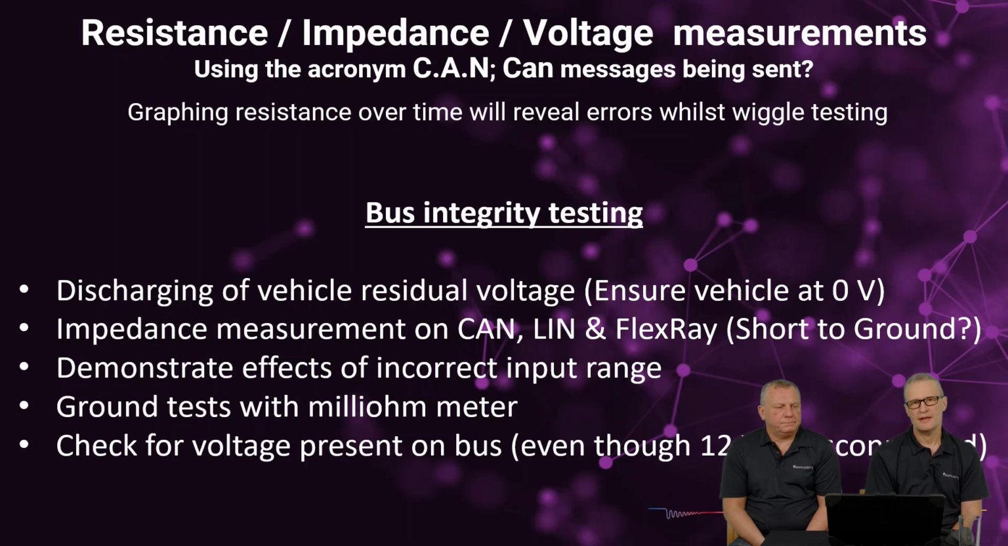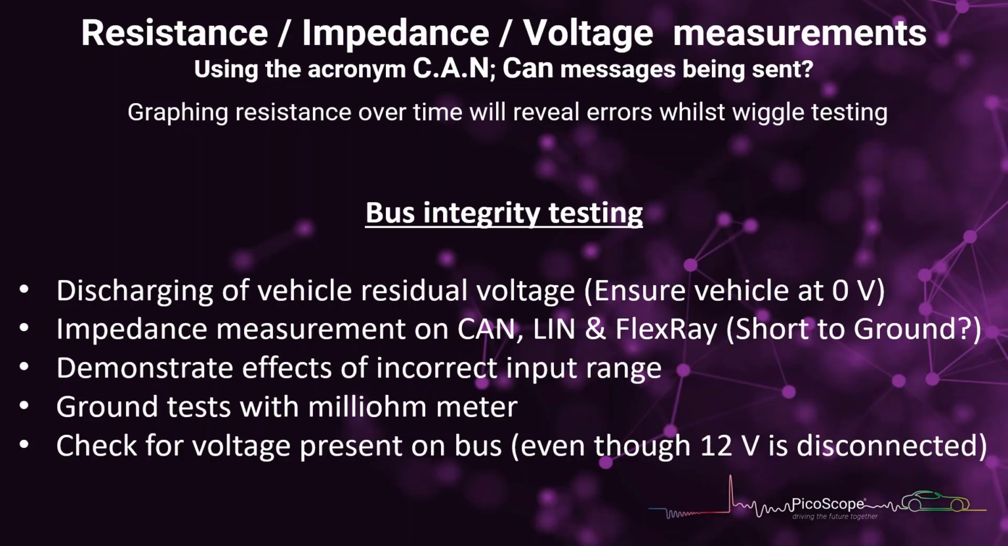Let's truly send current through the ground and actually see if there is something a bit more sinister than what we perhaps traditionally thought of as continuity. See what the actual milliohm value is, and then check for voltages present on the bus. Why am I checking for voltages present on the bus when I've disconnected the battery and the vehicle is at 0 volts?